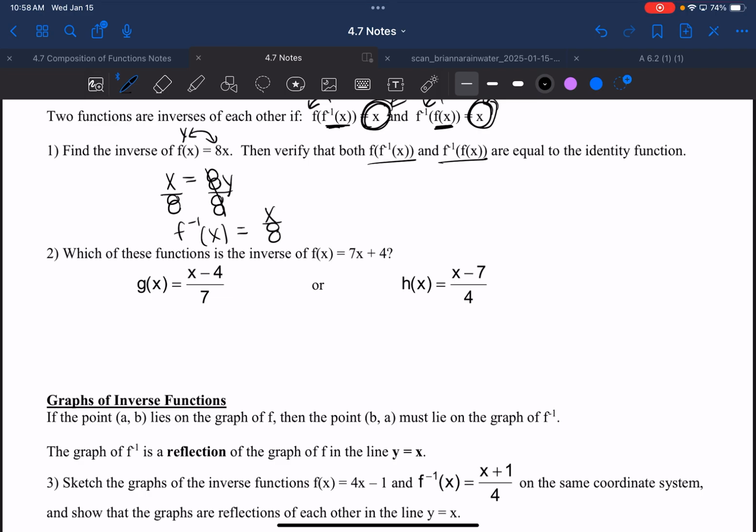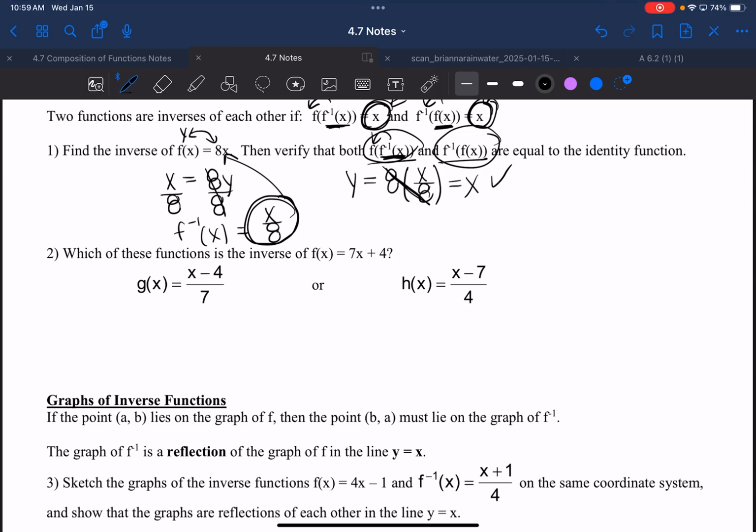Okay, it says we need to verify that this is in fact the inverse by performing these two compositions. So the first composition says take the inverse, plug it into the original. So here's my inverse. I'm going to plug it in to the original up here. So I would have y, or f of x, whichever way you want to write it, is equal to 8 times, what am I replacing the x with? x over 8. And what's that going to simplify to? x, right? Because those 8's divide out, we are just left with x.